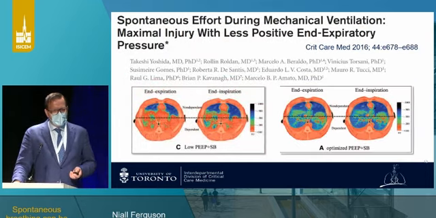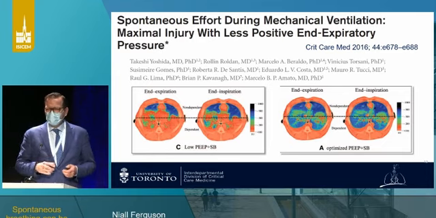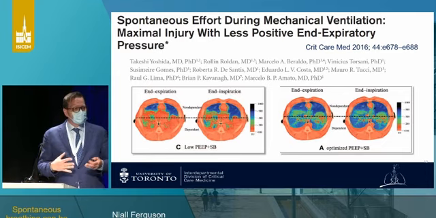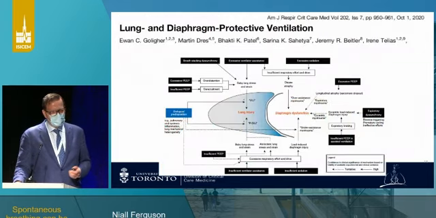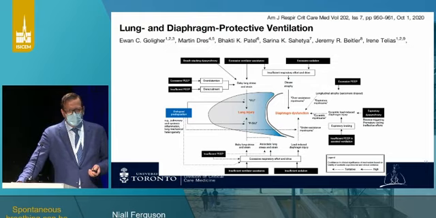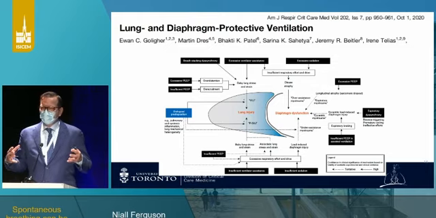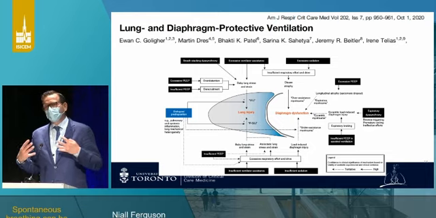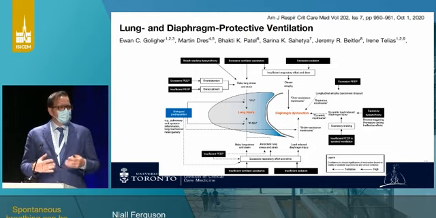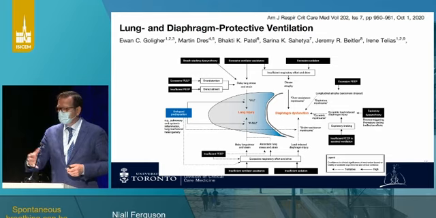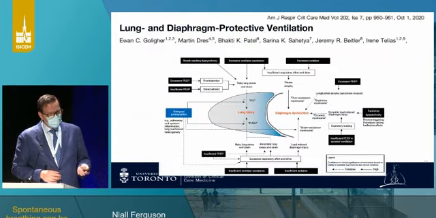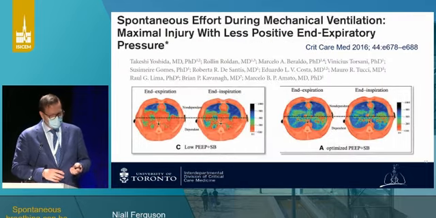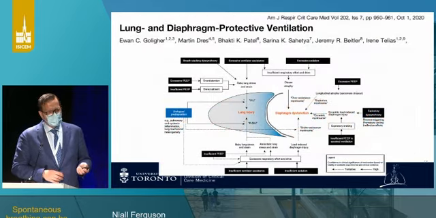And PEEP can also have an interaction here. If PEEP is not titrated properly and you have lots of de-recruited, potentially recruitable lung, this effect is magnified. More work by Takeshi Yoshida. It starts getting complicated when we say, okay, before I was just trying to protect the lung, and now I'm trying to protect the lung and the diaphragm together. It brings another degree of freedom into your calculus. And as you can see here, all these issues are nicely summarized in this consensus paper that Ewan Gallagher led and published in the Blue Journal last year.